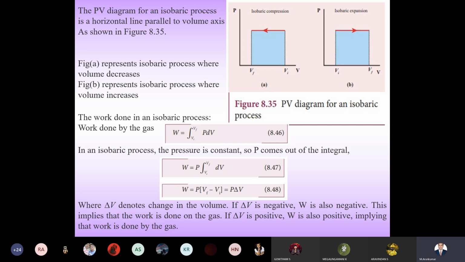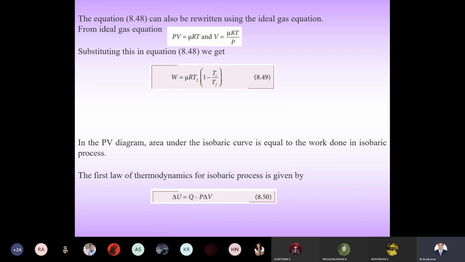So we have W as P delta V. Delta V means change in volume. So we can calculate the work done by an isobaric process by using this equation: W is equal to P delta V, where delta V is the change in volume. Then the next step is to find the work done. We know the equation PV equals mu R T. From that we can have V is equal to mu R T by P.